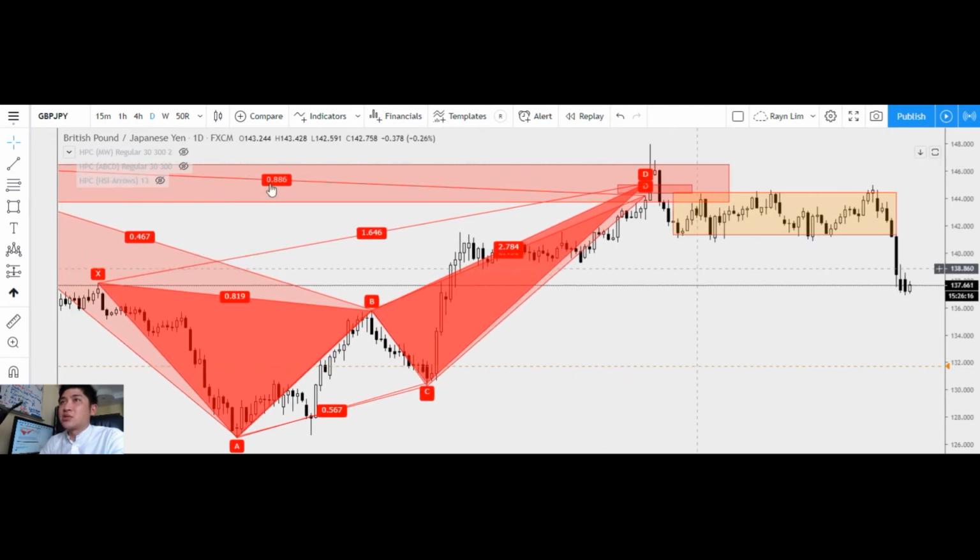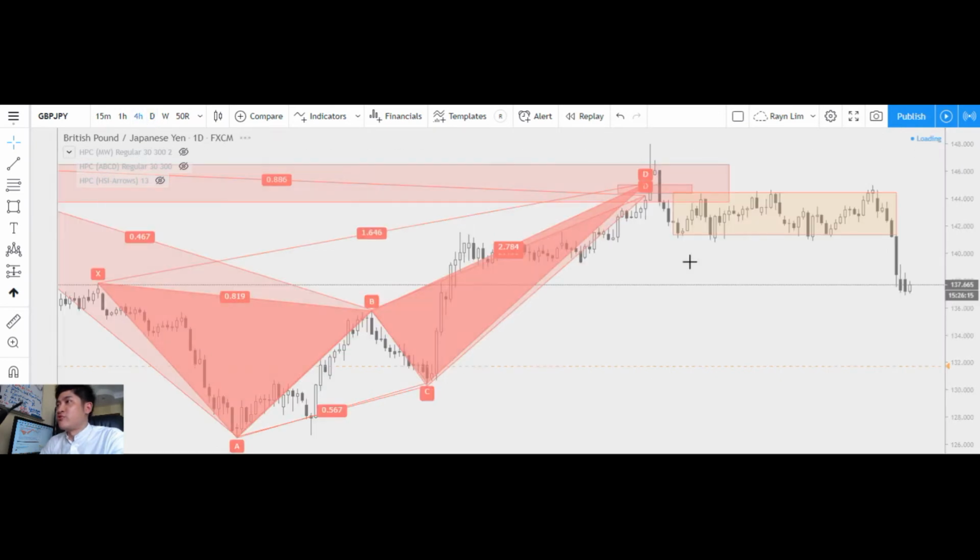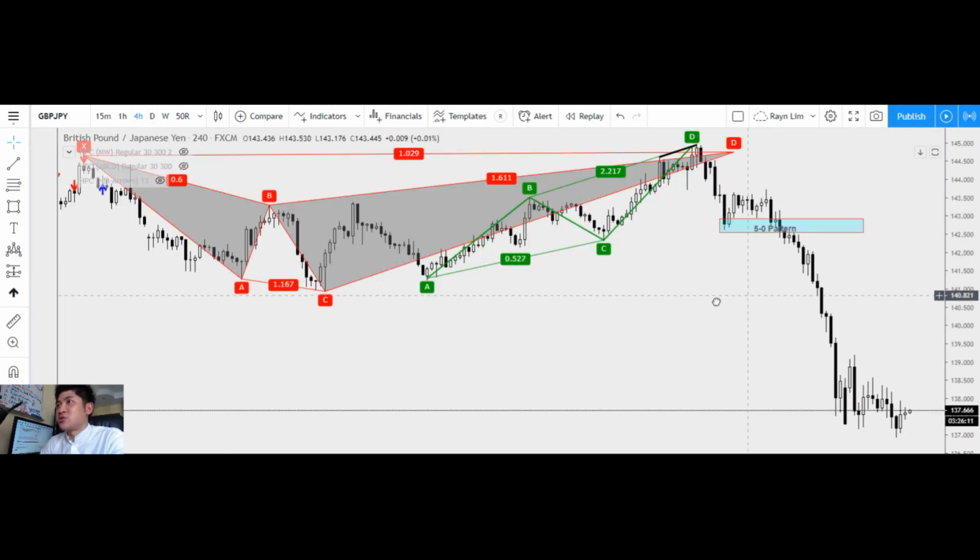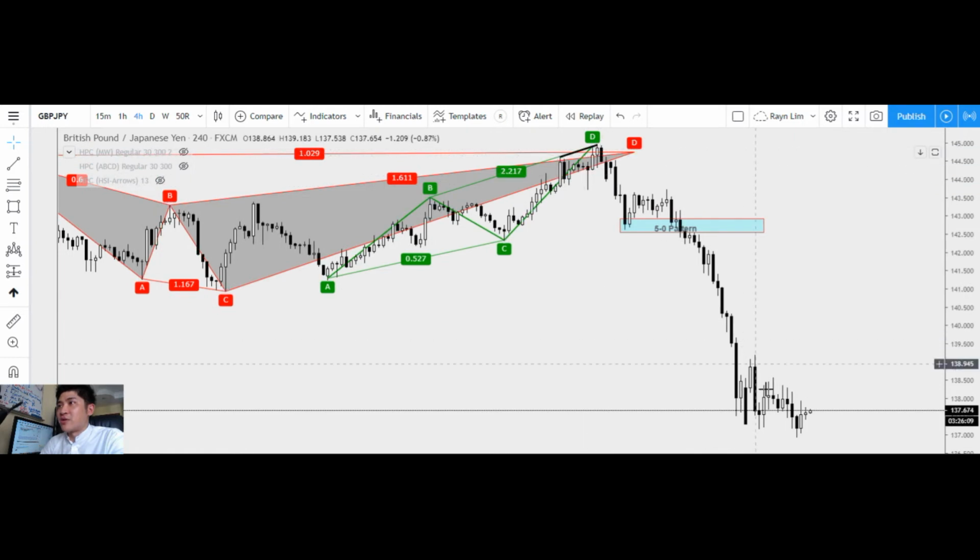If you are already out, it's fine. You can just wait for a retracement or second chance opportunity to short this trade. What a perfect setup, correct? So amazing, it's an amazing setup over here.